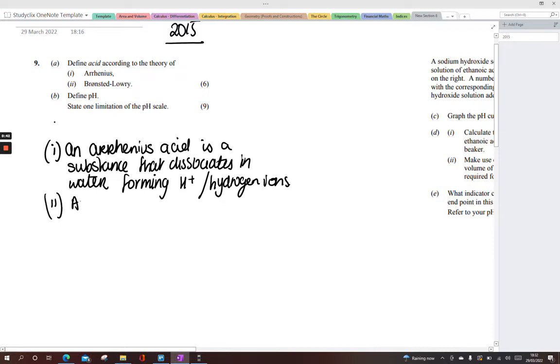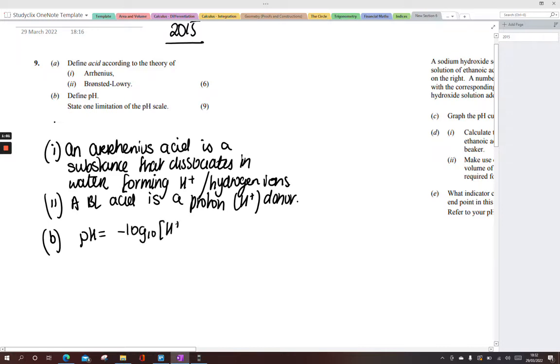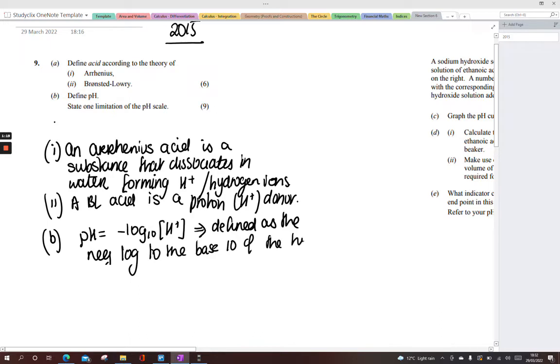A Bronsted-Lowry acid, and write out Bronsted-Lowry, is a proton donor. Define pH. Next one. So the pH, put in your equation first of all, and then get the words from that. It's defined as the negative log. You can see the minus in front of it. Write in negative log to the base 10 of the hydrogen ion concentration.